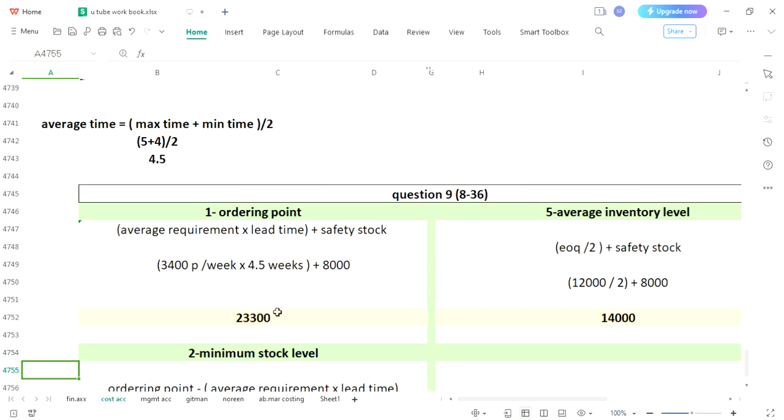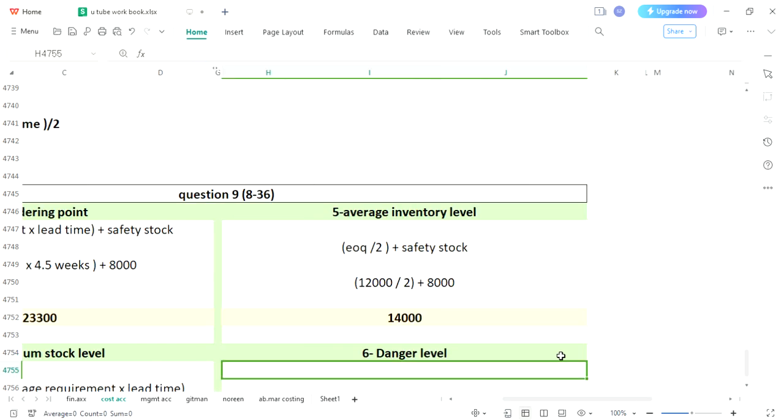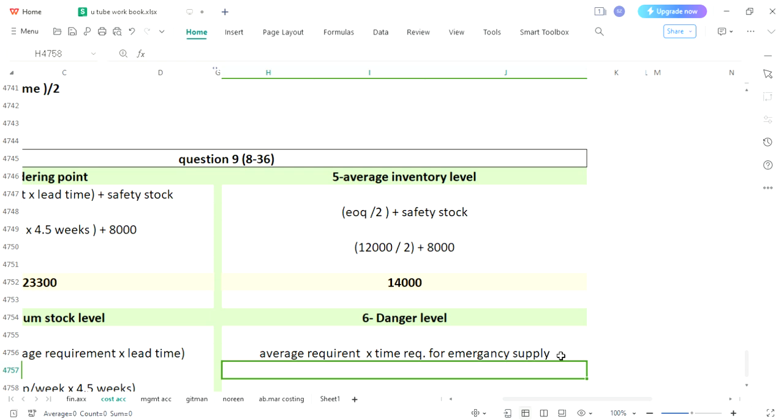Danger level. We will be calculating our 6th requirement over here, and that is danger level. Okay, formula for danger level is we need average requirement, and you will simply multiply it with time required for emergency supply. Let's get back to the question.